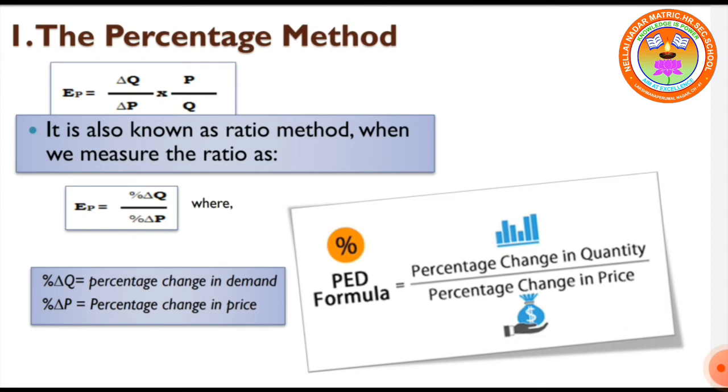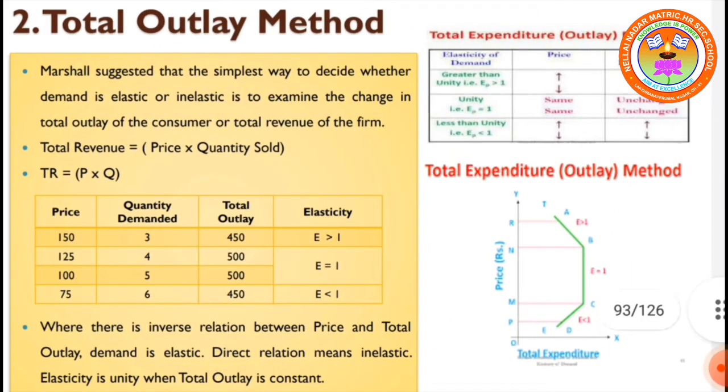Then the second one is the total outlay method. Marshall suggested that the simplest way to decide whether demand is elastic or inelastic is to examine the change in the total outlay of the consumer or total revenue of the firm. The total revenue is equal to price times quantity sold. TR is equal to P into Q.